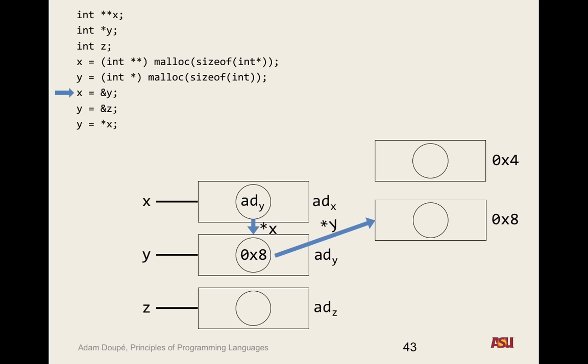And here's another one of those things. I tried really hard to make the arrows point to the boxes and not the circles, but that's something you have to remember in order to keep track. Yeah? So what happens to that memory that's left over? Is it just there and not being used?